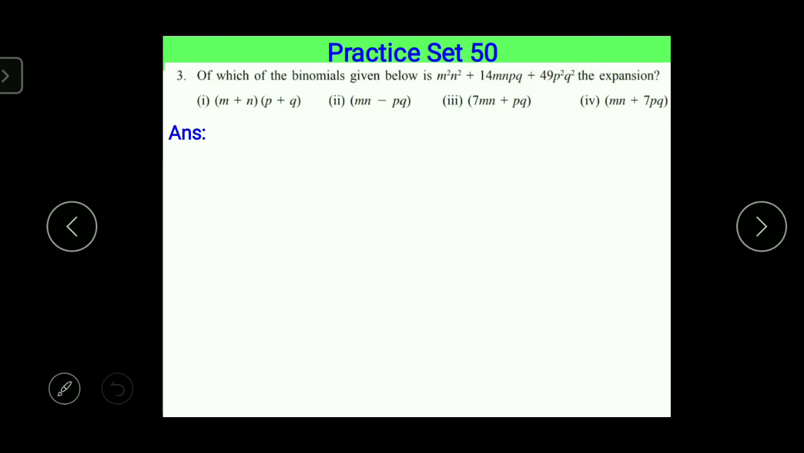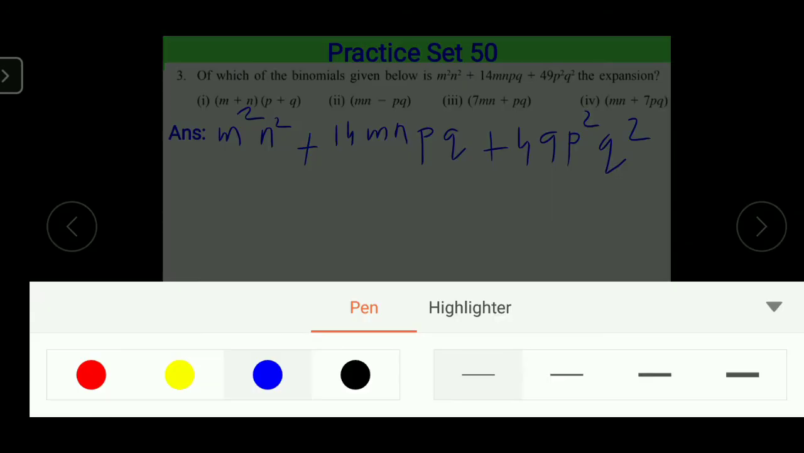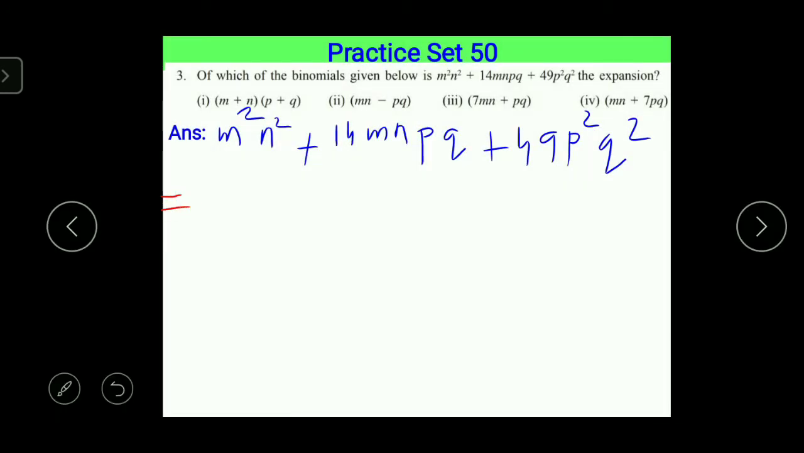Here, students, I'll just write the question first. I'll write the statement of the question. Here we are having m square n square plus 14 m n p q plus 49 p square q square. Students, I'll not discuss the middle term. I'll focus on the first and last term and try to find it out. It is equal to, we can write m square n square as m n whole square, students.